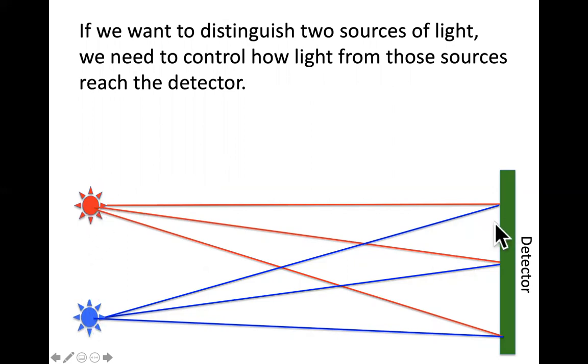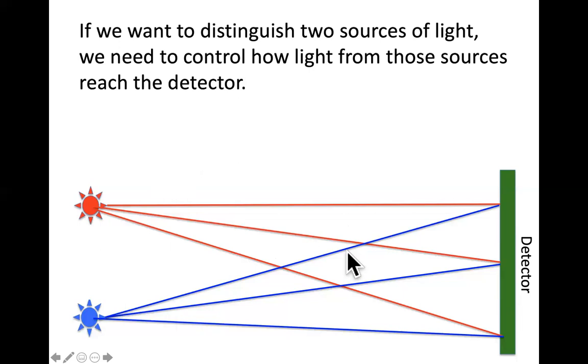The light from the red star can reach every point on this detector. The light from the blue star can reach every point on this detector. As far as the detector is concerned, it's just getting light. It doesn't know which of these two sources is producing it. If you want to distinguish things, you need that second optical element.